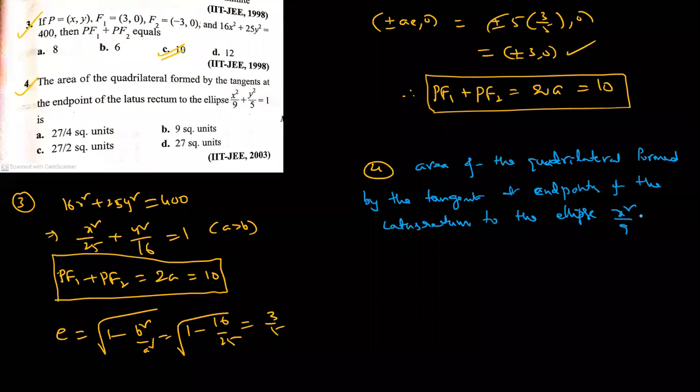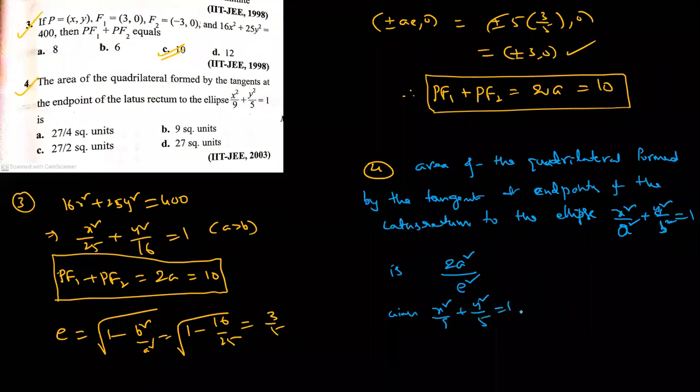x square by 9 plus y square by 5 is equal to 1. So what is the answer? I'm writing the formula directly: x square by a square plus y square by b square. What is the answer? 2a square by e. Fine. Given.